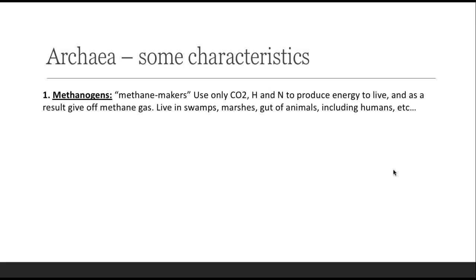First are the methanogens, or methane makers. They can only use carbon dioxide, hydrogen, and nitrogen to produce the energy that they need to live. And as a result of this, they give off methane gas. You'll find them in swamps, marshes, the guts of animals and humans. And by the way, that's why farts stink. A little fun fact there, these methanogens. And by the way, cattle are one of the big reasons for human-made climate change because of all the methane gas, which is a greenhouse gas, that is produced by cow farts. So the more you know, I guess.